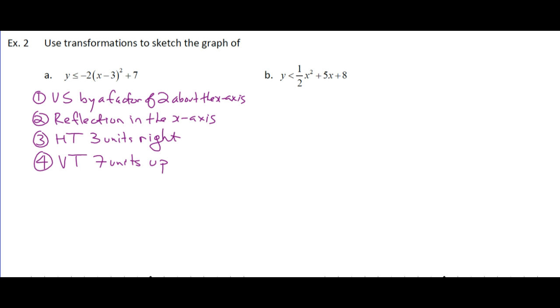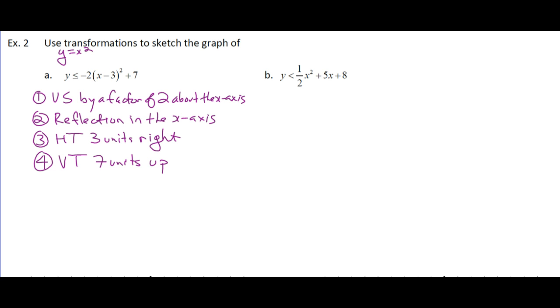Okay, now, which of these transformations affects, okay, wait, before we do that, where's the vertex of this? Which of these transformations affects the vertex of the original? And remember, the original is y equals x squared, right? That's what we're always starting with. Does the vertical stretch affect the vertex? No. Does the reflection affect the vertex? No. So the only thing that affects the vertex is these guys, right?